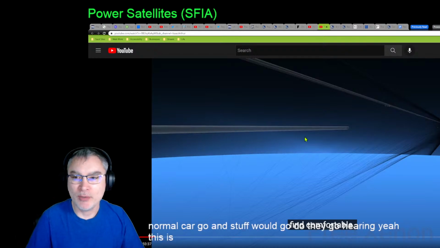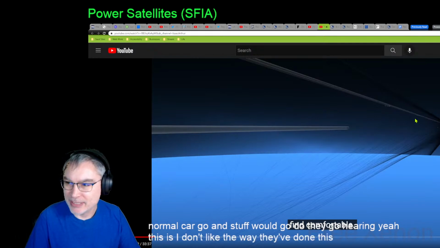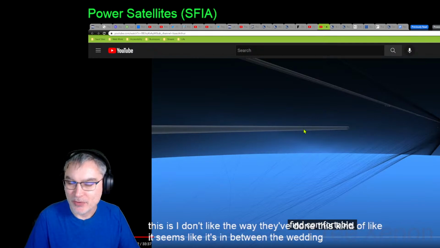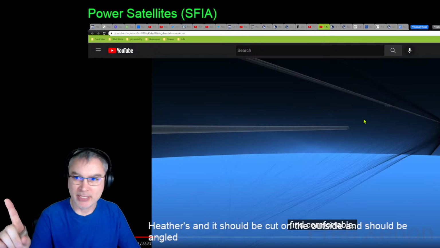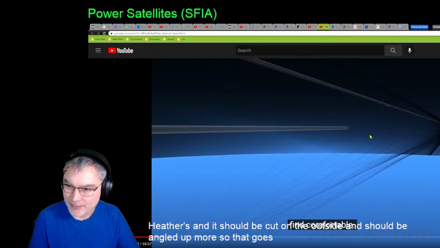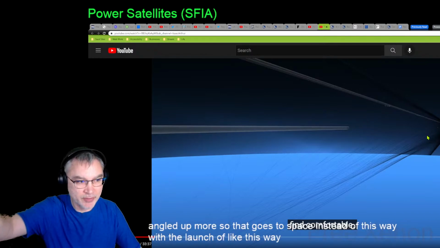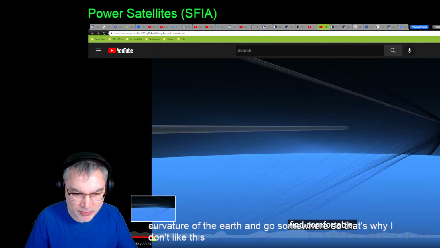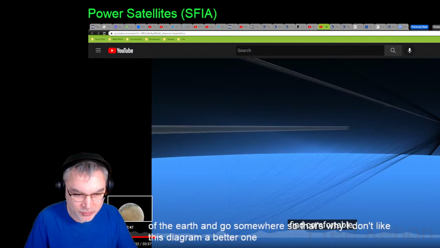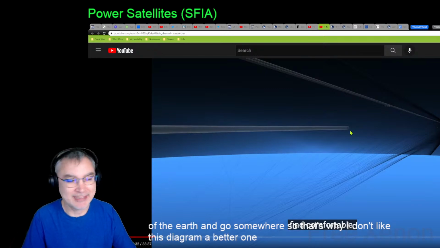Yeah, I don't like the way they've done this. It seems like it's in between the webbing here, the tethers, and it should be on the outside, and it should be angled up more so that it goes towards space instead of this way. If they launch it this way, it'll just follow the curvature of the Earth and go somewhere. So I don't like this diagram. I wonder if there's a better one. Yeah, don't see it. Does that make sense?